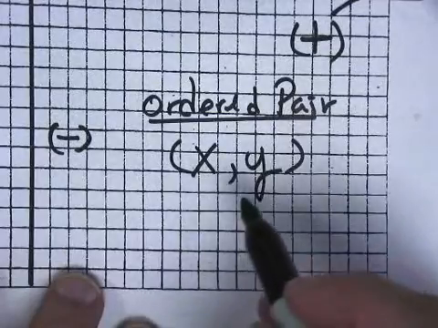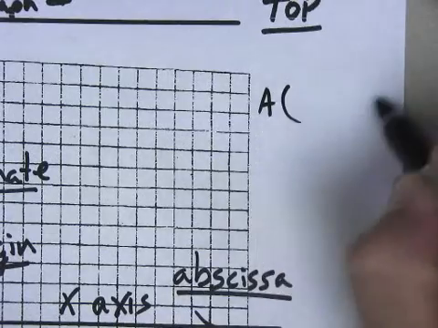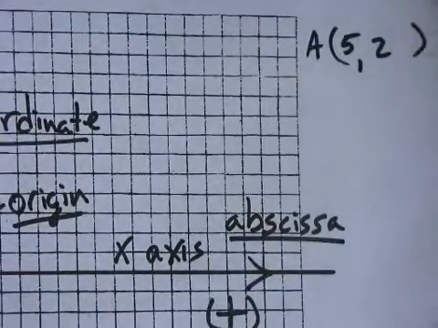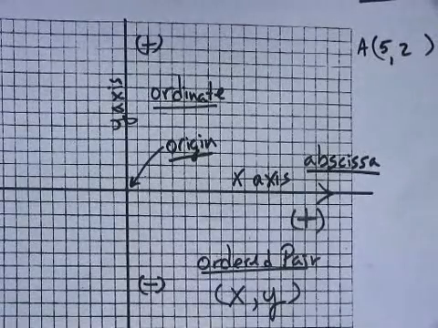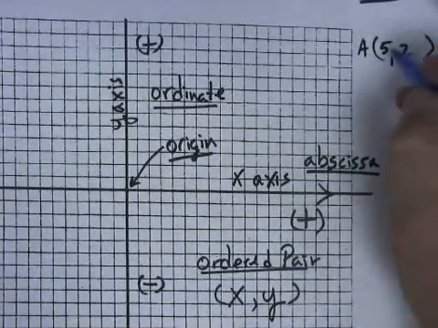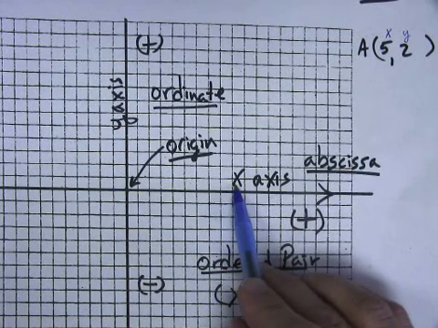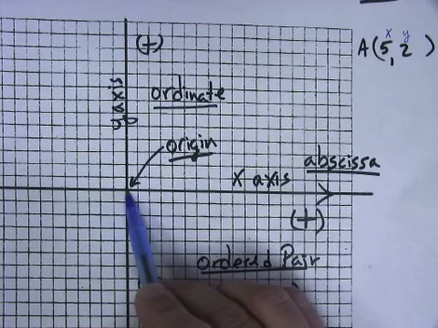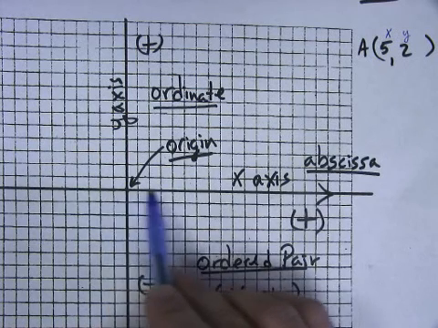If I gave you an ordered pair called A, and we say it's (5, 2), and we want to graph (5, 2), then I'm going to plot it on my Cartesian plane. The 5 is the x, and the 2 is the y. So we're going to go positive 5 in the x direction. I always start at the origin. You can think of this as a plane. You're always going to move left and right before you go up and down.